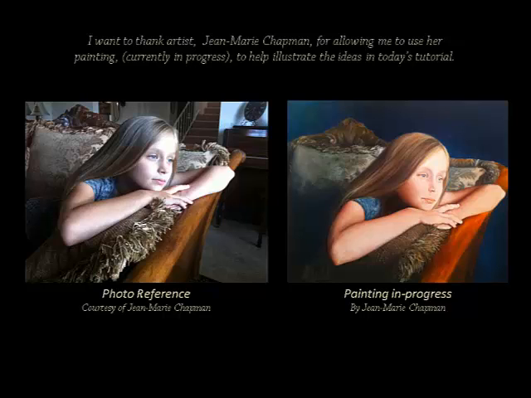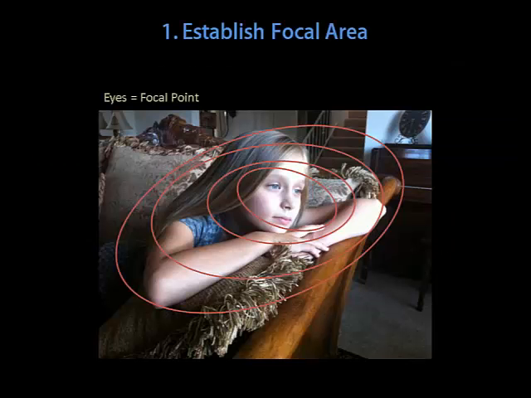So also, you see what's happening. You have the painting in progress, the reference photo from which it came, and that gives us some real objective things to talk about. And we're going to start talking about the very first one. How do we establish the focal area, and what is the focal area? So the focal area in this painting is obvious. It's the young girl's eyes.